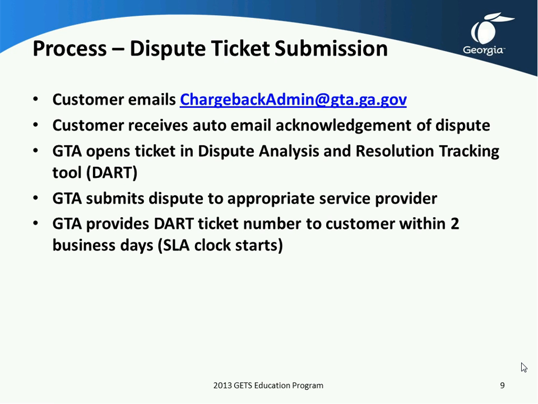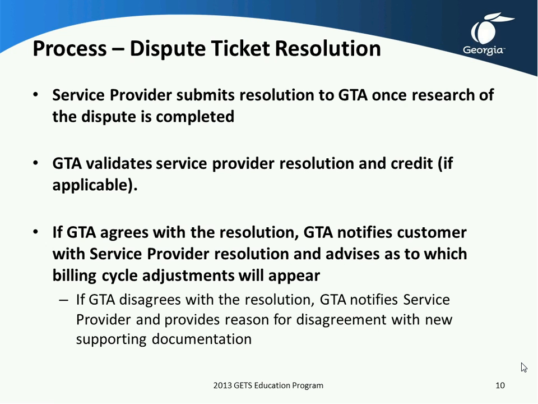Right here, this is when, remember that previous slide, the clock starts for the service provider to go ahead and start researching and resolving your dispute. Okay. So let's say the service provider has gone ahead and researched it and resolved the dispute. They will then submit the resolution and any applicable credits to GTA Finance. If GTA agrees, and GTA does not always agree, contrary to popular belief, if GTA agrees that the dispute or the ticket has been resolved, GTA will notify the customer and then advise to which billing cycle the adjustments should appear. If GTA agrees. I just want to emphasize that. Not automatic.